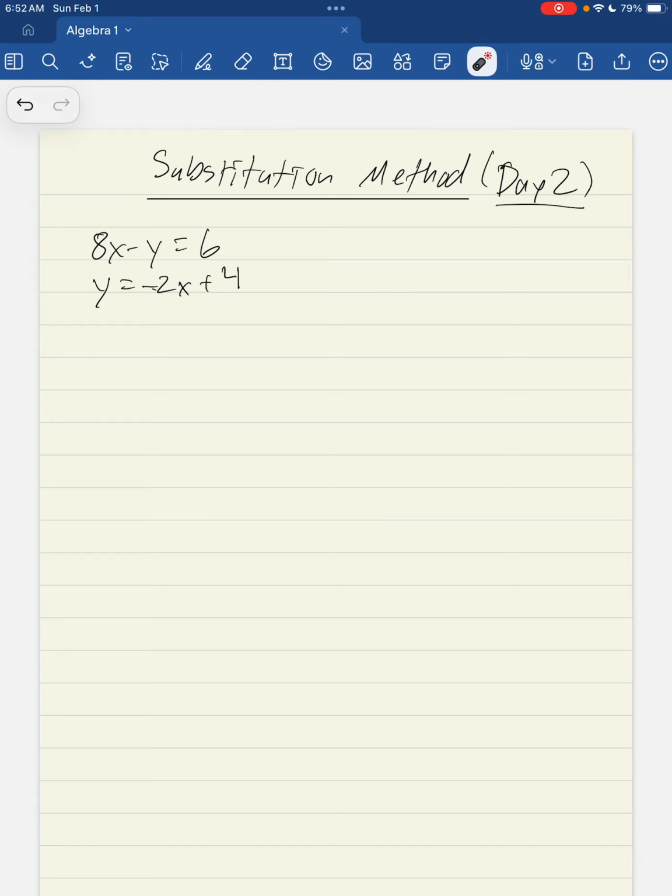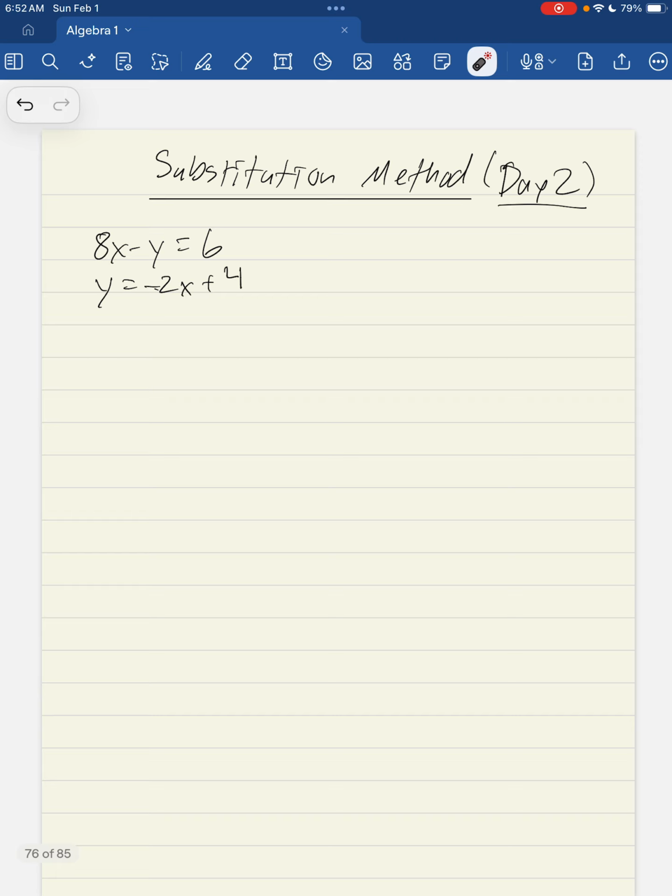Welcome back, and today we are going to piggyback on yesterday's lesson about substitution. This time, you're going to notice the y doesn't equal a number, it equals an expression. But the y is still by itself. The top equation, we've got x and y. They're both kind of on the same side of the equation. This is what we're going to use. We are going to take this whole expression and substitute it in for y.